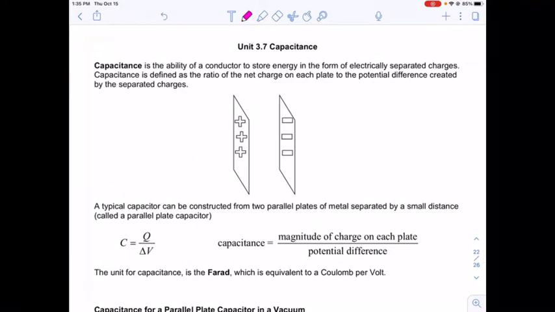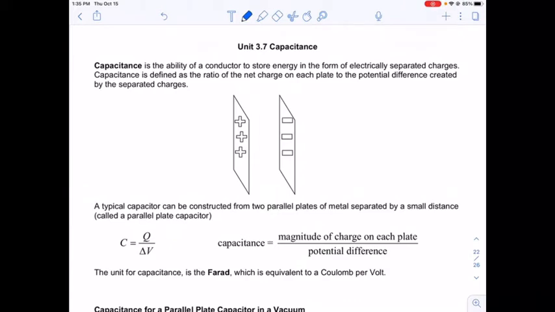Here are our notes for Unit 3.7, Capacitance. This is our last section of Unit 3. Capacitance is the ability of a conductor to store energy in the form of electrically separated charges.